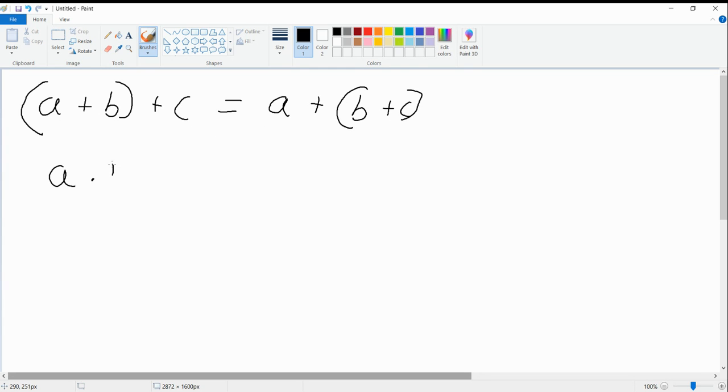Same way we could have A multiplied by B multiplied by C would be the same thing as multiplying B times C and then multiplying it by A. So whichever two we want to multiply first, in this case, we will get the same answer at the end.